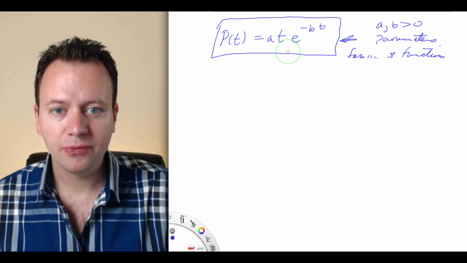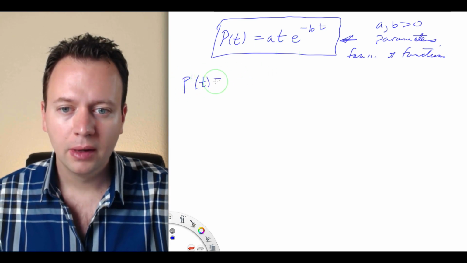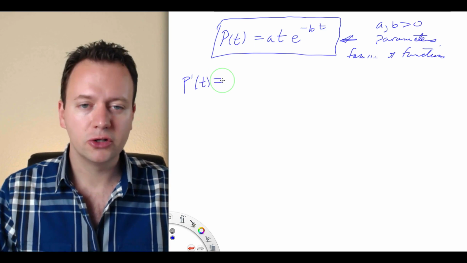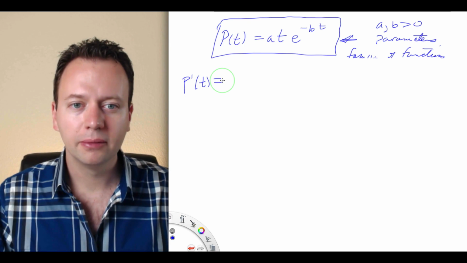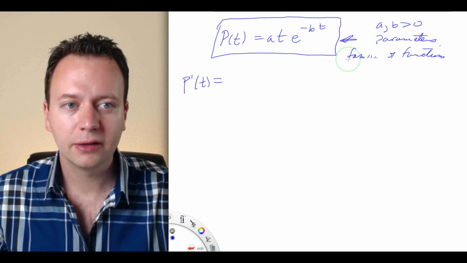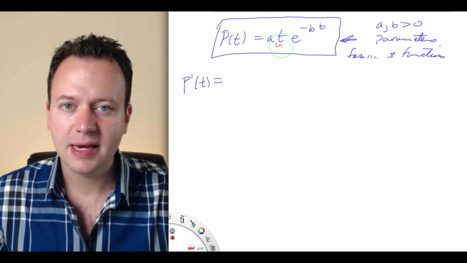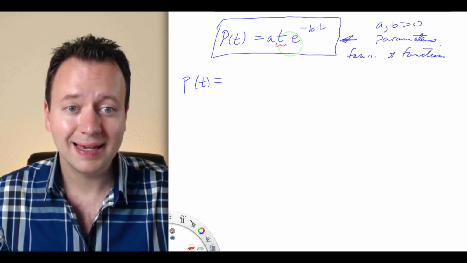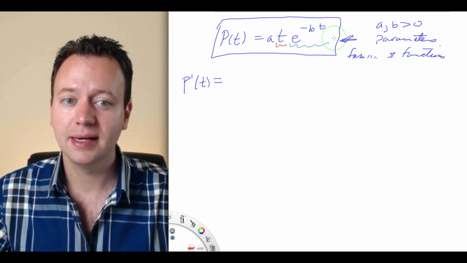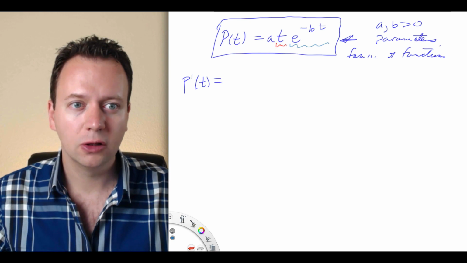So first of all, to find the derivative, p prime of t, we're going to need to use the product rule, because we basically have a product of two functions. Our first function is t, and our second function is e to the b minus bt. And then the a out front is just a constant which stays along for the ride.